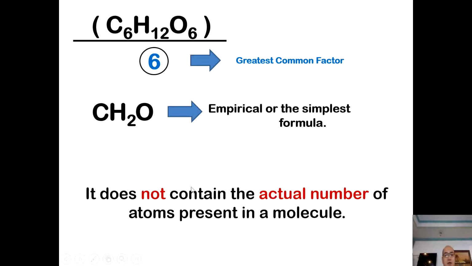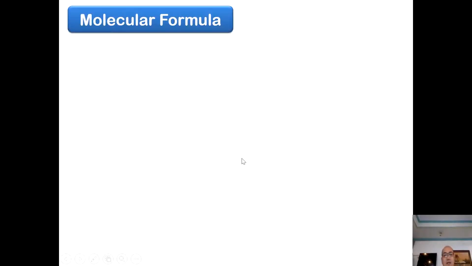So take note once again that this CH2O does not contain the actual number of atoms present in the molecule, because when we talk about the actual number of atoms in a given glucose molecule, it consists of 6 atoms of carbon, 12 atoms of hydrogen, and 6 atoms of oxygen. Alright, let's go to the next.